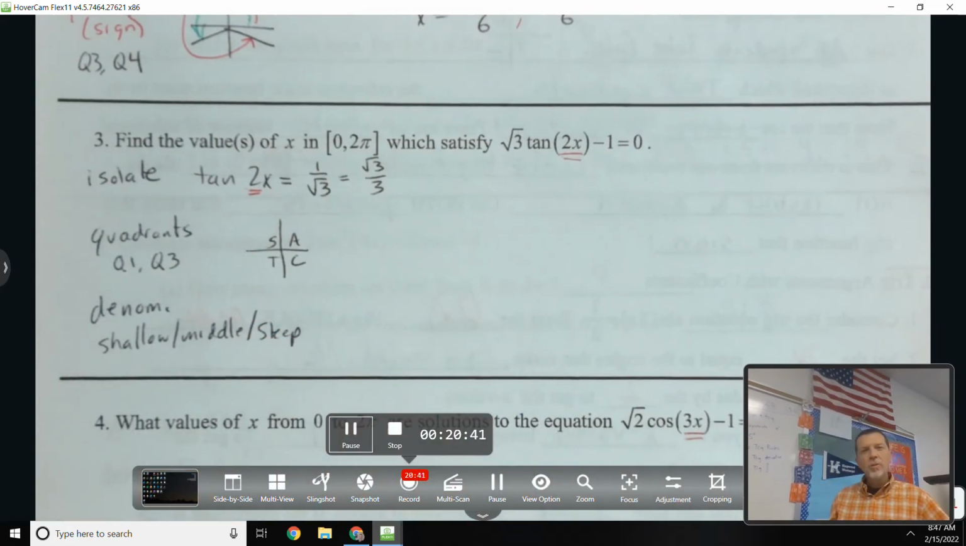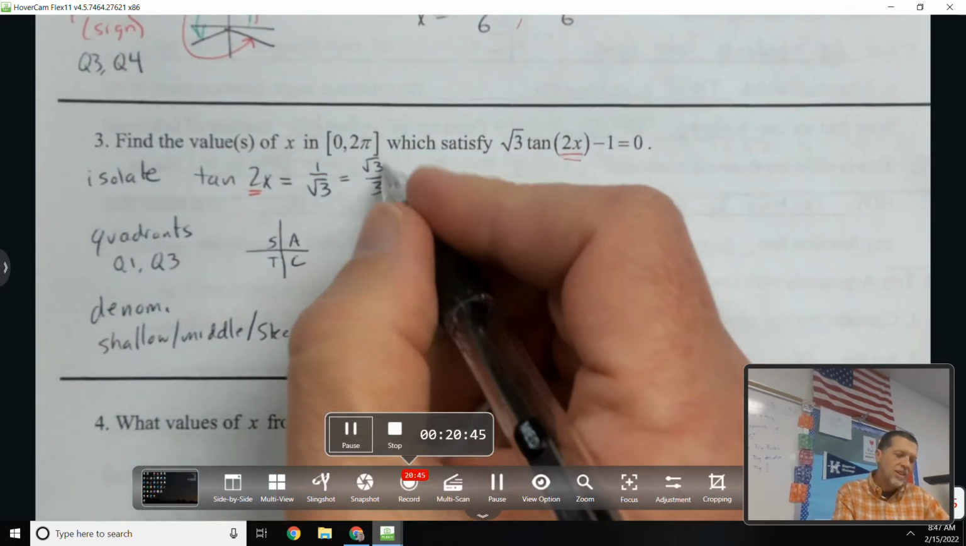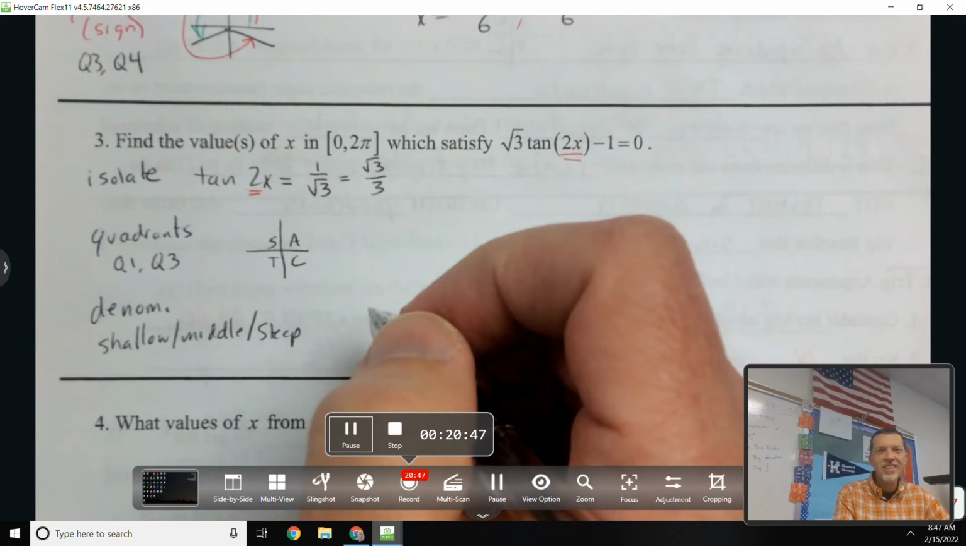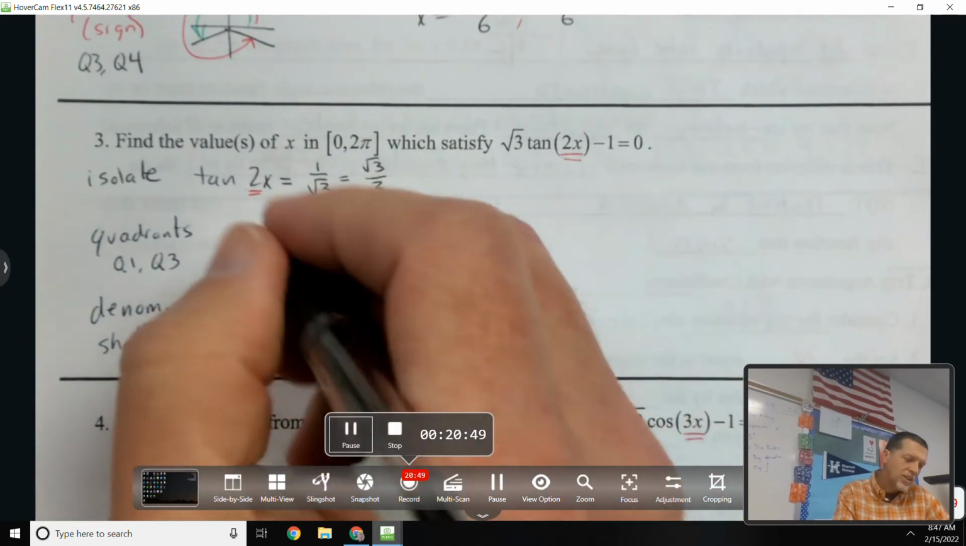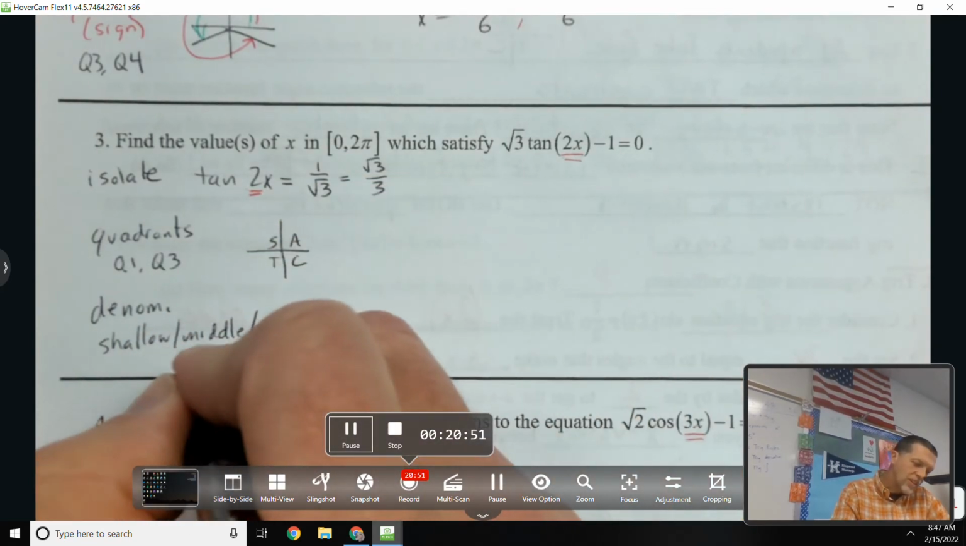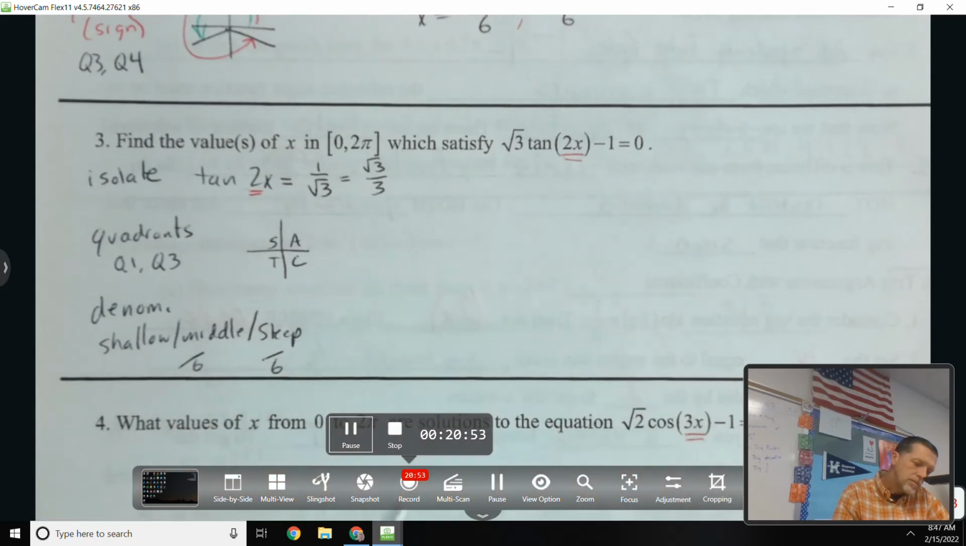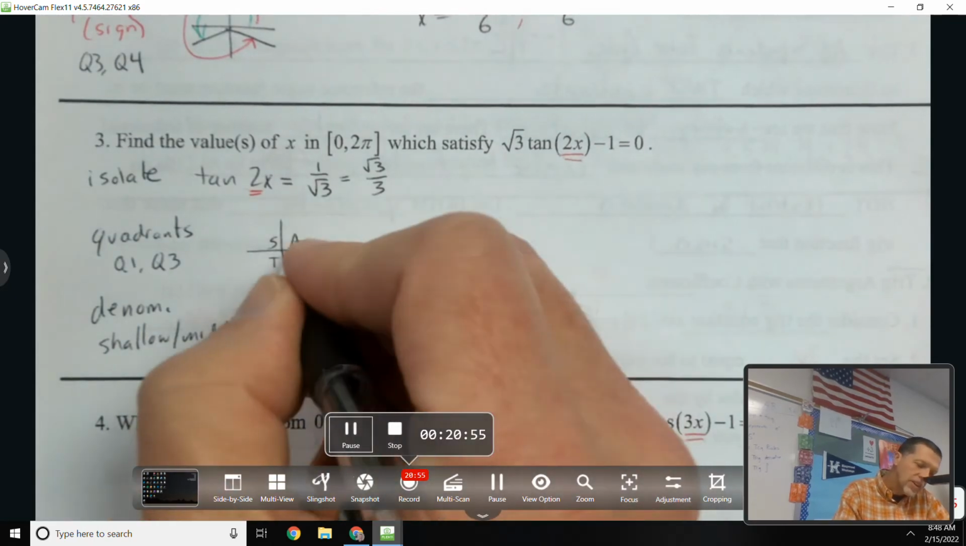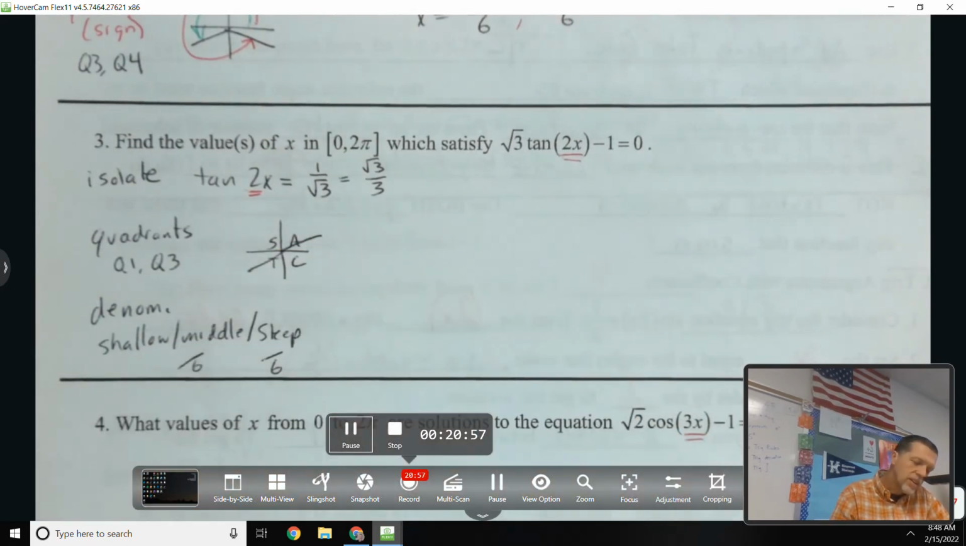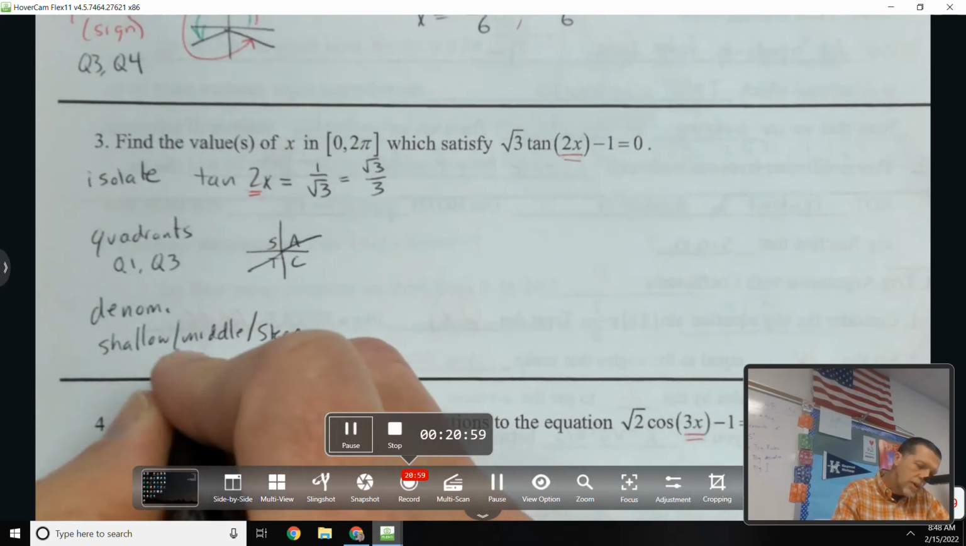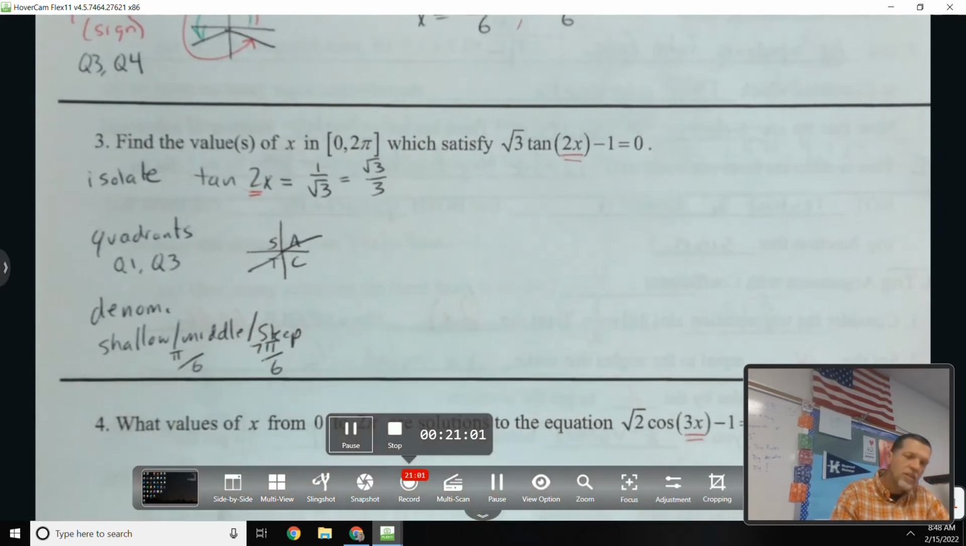Do you remember the tangent 3 trick? Yes, 2 3s and over 6. If it's 2 3s, it's over 6. So my answer is over 6 in the first and third. So that's pi over 6 and 7 pi over 6.